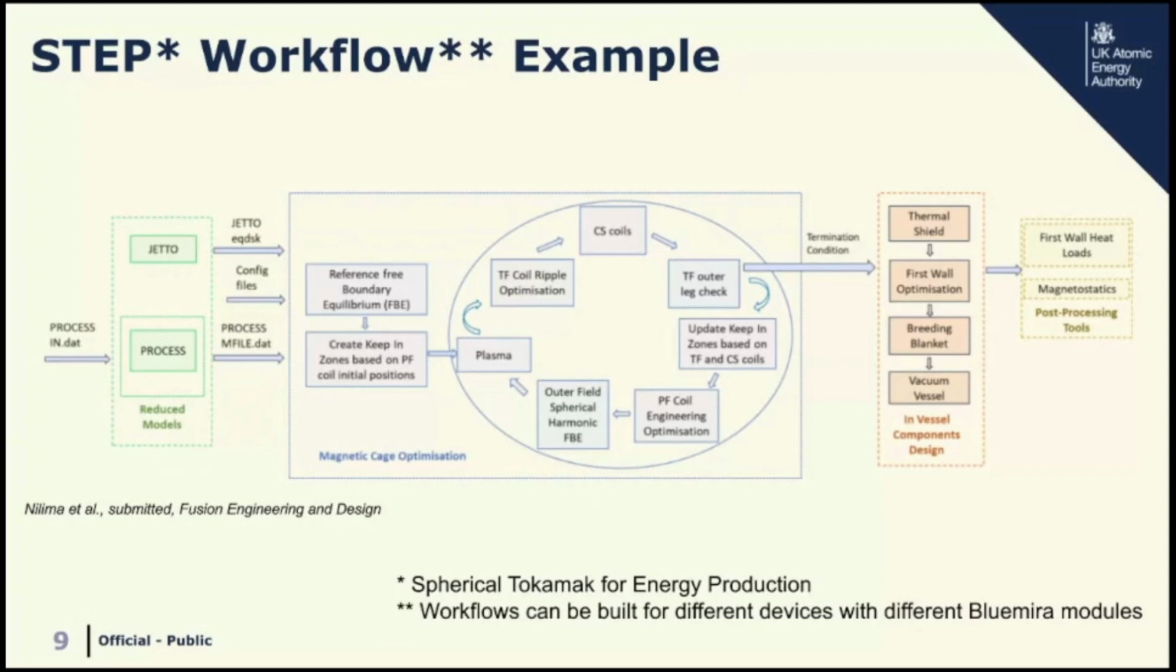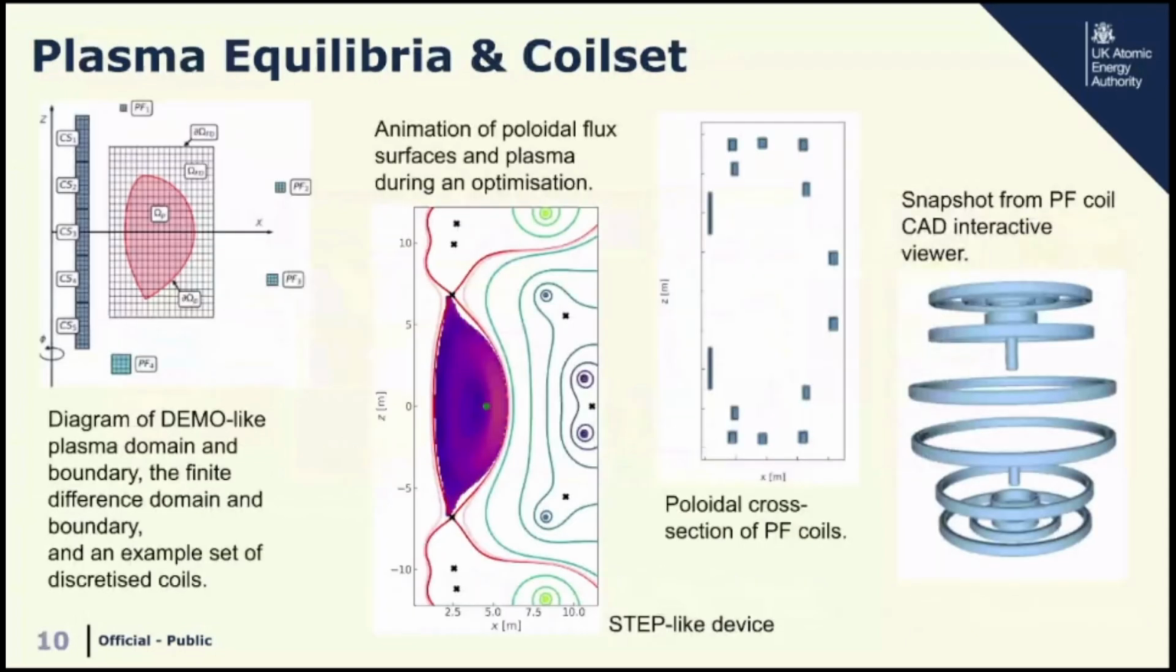In terms of plasma equilibria and coilset design and optimization, like many codes, we are solving the Grad-Shafranov equation. We're using a free boundary solver. The figure on the left-hand side just shows the setup for a DEMO-like device. So we've got our grid, plasma boundaries, and coil locations. The animation, which unfortunately I think isn't working, shows poloidal flux surfaces and plasma during an optimization.